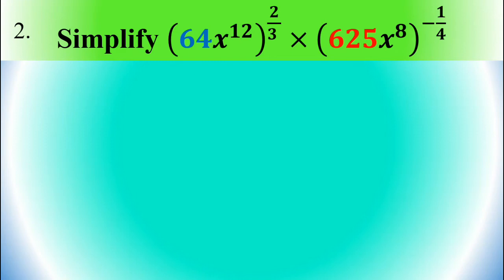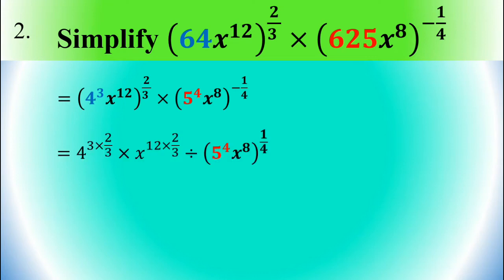As usual, write 64 as 4 to the power 3. This can be written as 2 to the power 6 too, but it's better to write it as 4 to the power 3. Okay? Similarly, 625 can be written as 5 to the power 4. Now simplify numerical terms and algebraic terms separately. Then it comes as 4 to the power 3 into 2 upon 3, that is into 2/3, and the algebraic terms x to the power 12 into 2 upon 3 in the first brackets.